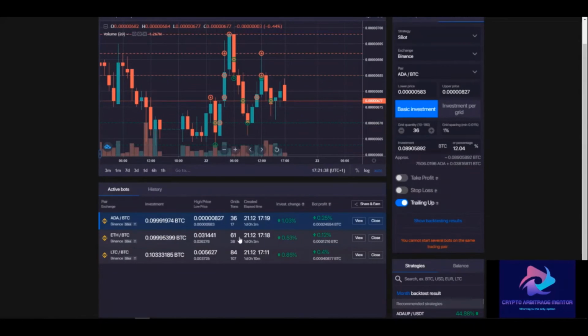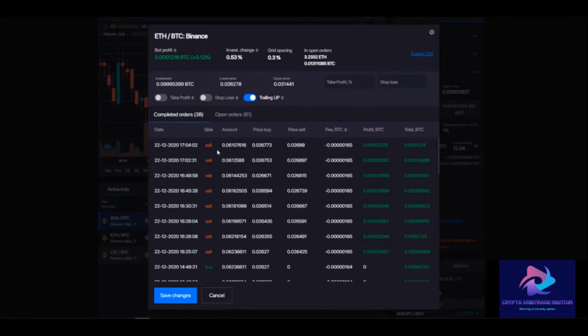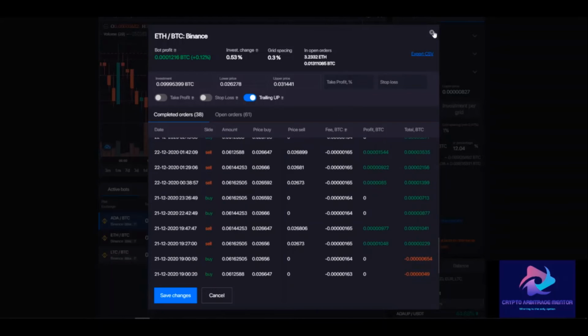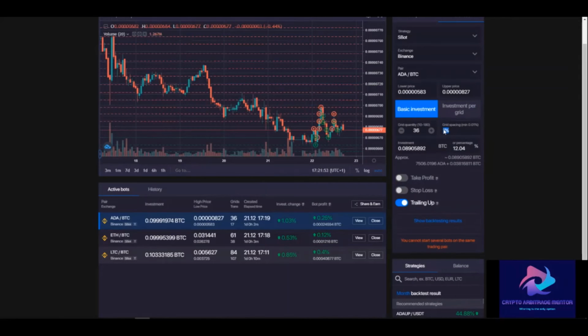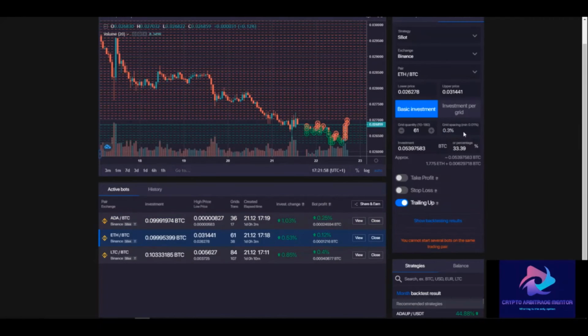with 61 grids or lines, the bot performed 38 trades. Okay, you can see here sell, sell, sell, buy, buy, sell, sell, sell. But what's the problem? In ADA we have 1% of profit in every trade. But with Ethereum against Bitcoin we have only 0.3% per trade, and this bot makes more trades, but because the profit in each trade is small, 0.3%, we have only 0.12% right now of profit.